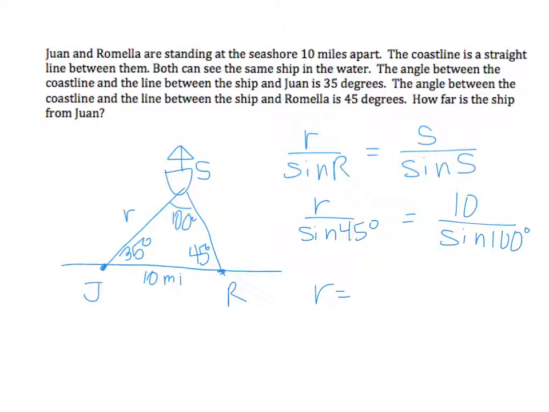Multiply by sine 45. Gets it out of there. Multiply here by sine 45. You get the idea. And we'll get an answer. That's 7.8. You got 7.18?